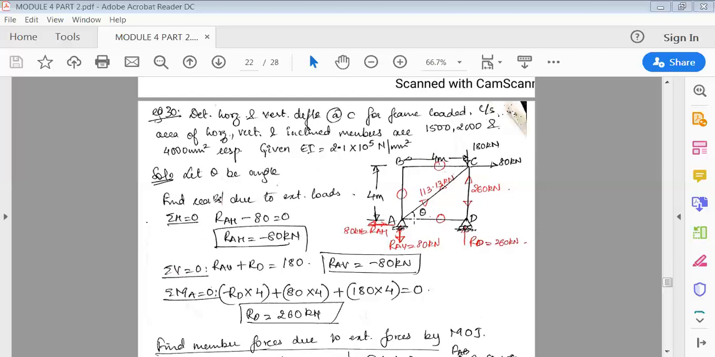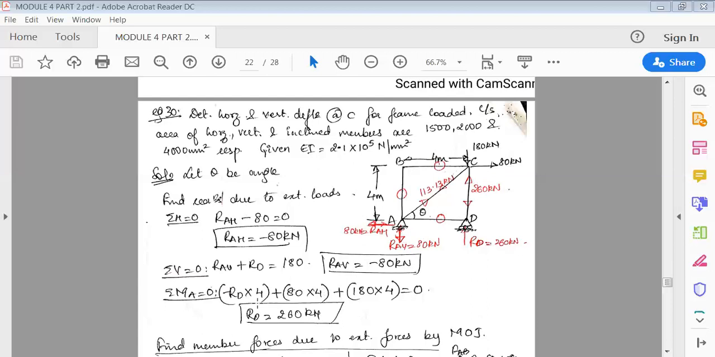So reactions, same thing: summation H is equal to 0, summation V is equal to 0, and moment about A is equal to 0. So summation H is equal to 0, horizontal forces RAH plus 80 is equal to 0. This is plus 80 because it's acting to the right side. So RAH is minus 80, and minus means acting to the left side. Next, summation V is equal to 0, that is RAV plus RD minus 180 is equal to 0.